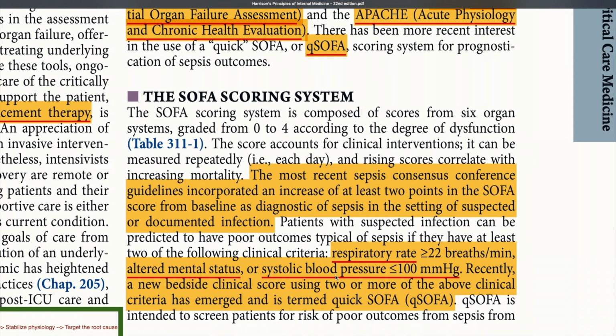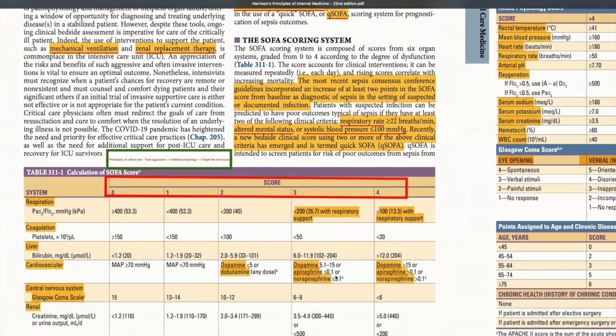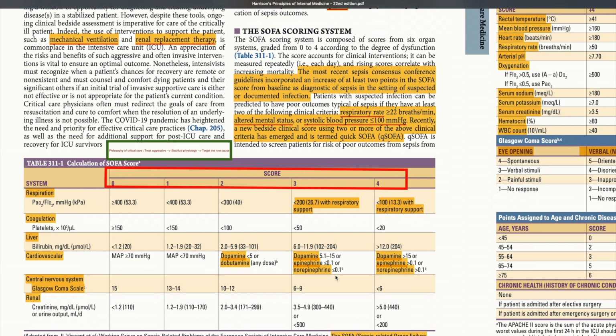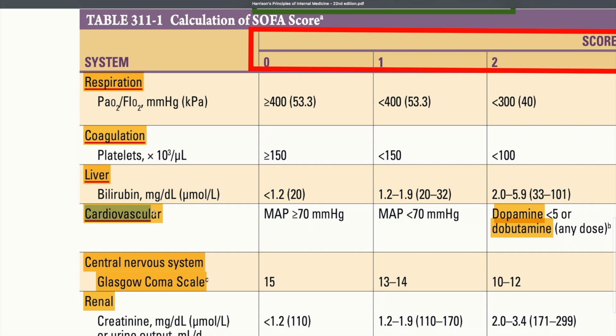So the SOFA scoring system is composed of scores of 6 organ systems, grading from 0 to 4. Harrison has given the table where we see the 6 organ systems: respiration, coagulation, liver, cardiovascular, central nervous system, and the renal system.